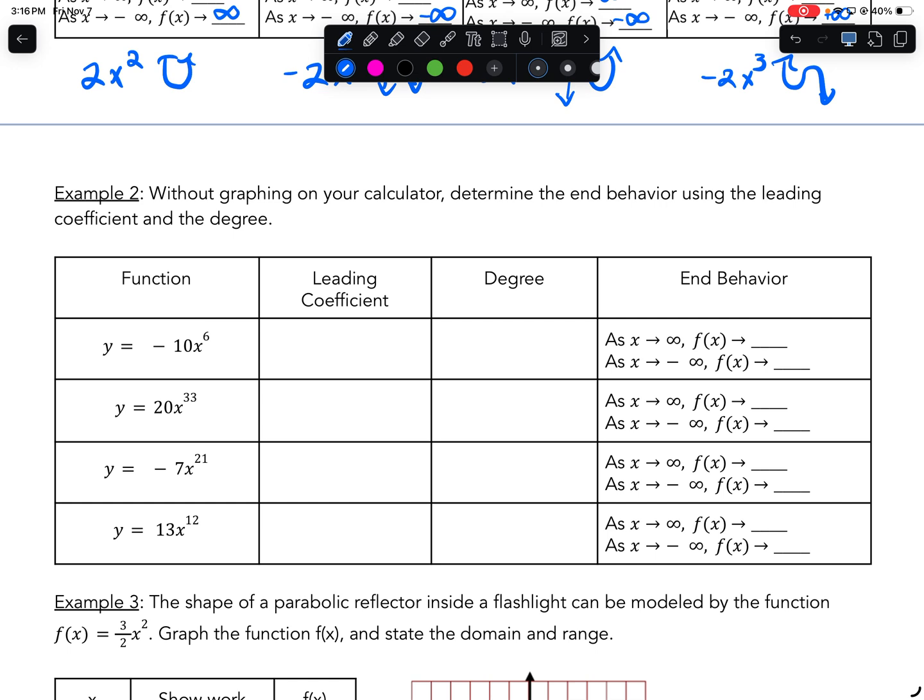You try it. It's negative or positive, even or odd. So leading coefficient is either negative or positive. Degree is either even or odd. I like filling out a column at a time. I find it quicker, but you do you.